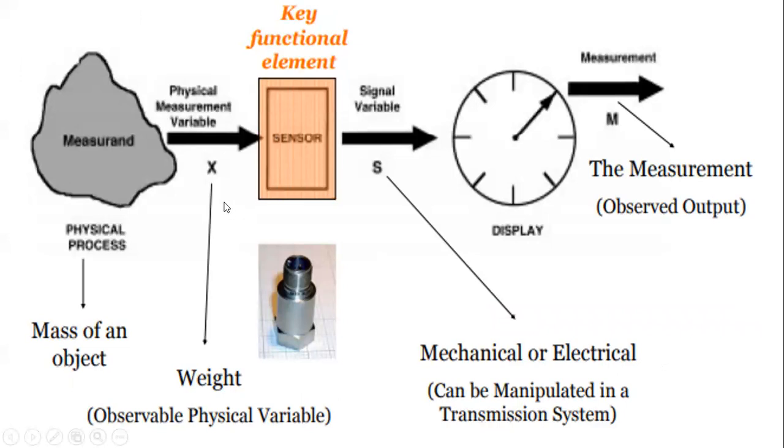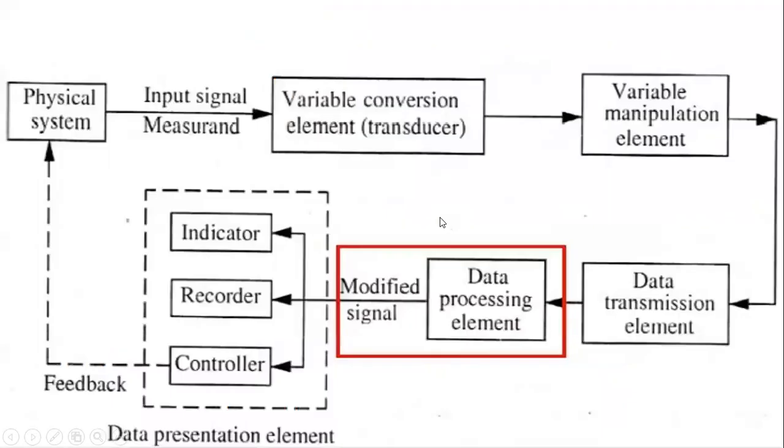Anyway, this is just a supplementary thing. We have the physical mass of an object, a physical process, which we normally call a measurand. This physical variable is given to a sensor, and the signal variable is given directly to the display. The observed output, we normally call it a measurement. Here itself we have the signal, so you don't require much signal conditioning. In this case, you are straight away giving the signal of weight to the display.